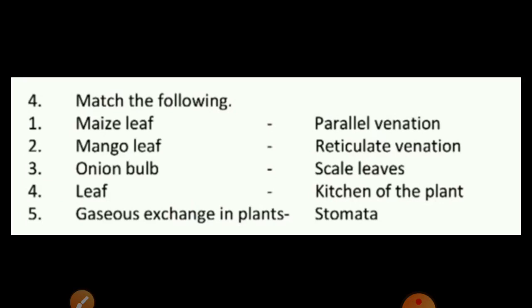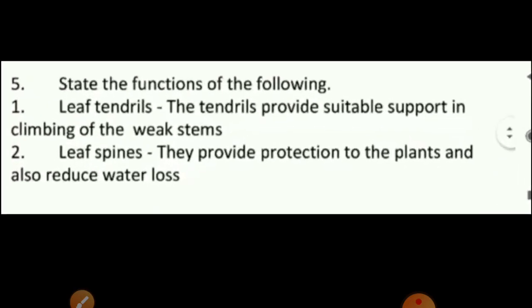Okay. Now fifth question, state the function of the following. Leaf tendrils: the tendrils provide suitable support in climbing of the weak stems. Leaf spine: they provide protection to the plants and also reduce water loss. Okay, now come on, next on page number 14, it is also there.